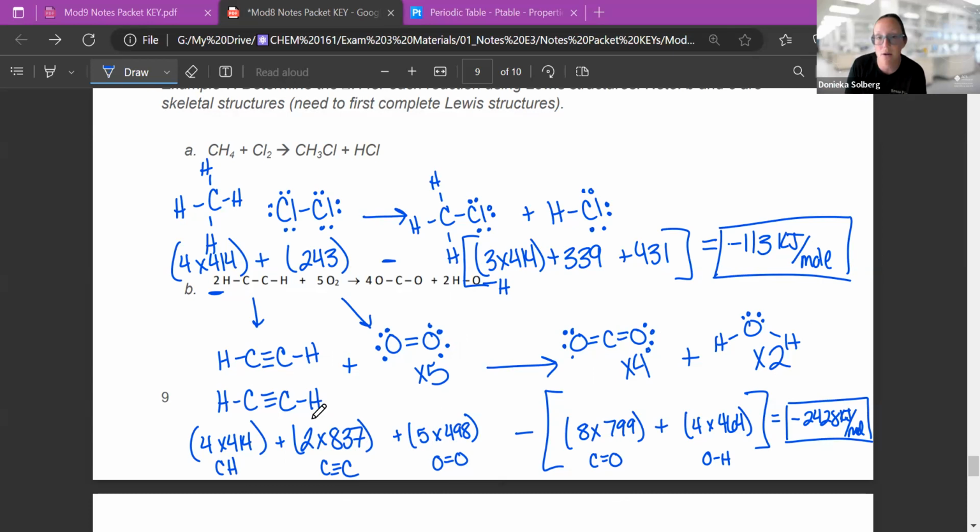So check your numbers and then check your math and make sure you get negative 2,428 kilojoules per mole, which means overall this reaction is exothermic. And I don't know if you noticed, but this is actually a combustion reaction, which we would expect to be exothermic because combustion reactions give off energy, right? It's fired. And that's how you get that negative 2,428 kilojoules of energy, by breaking all of these bonds and making all of these bonds.